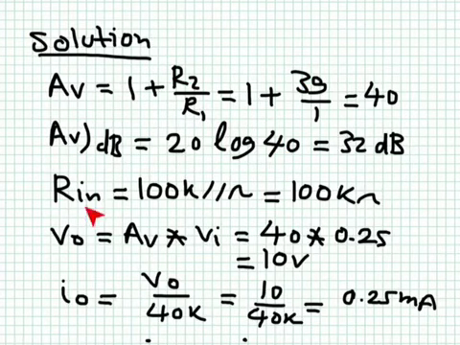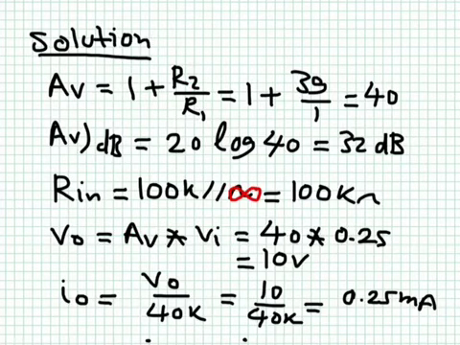Now the input resistance, as I explained, for this modified amplifier, is equal to 100K in parallel with infinity. Why infinity? Because looking into the terminal of the op-amp, I see infinity. And when you have something in parallel with infinity, you get 100K. Now, if you have 0.25 volts at the input and the gain is 40, then the output will be equal to the voltage gain multiplied by 0.25, which is equal to 10 volts.